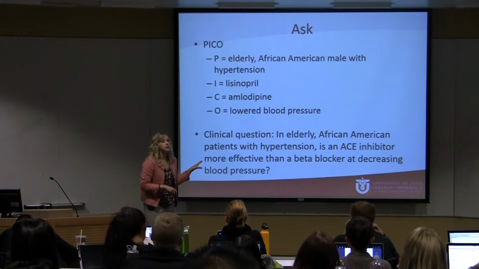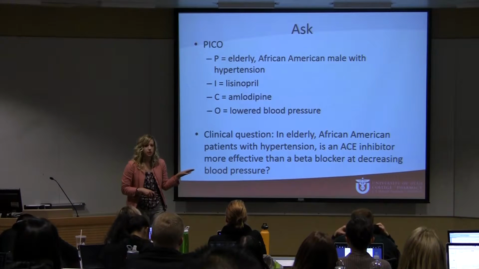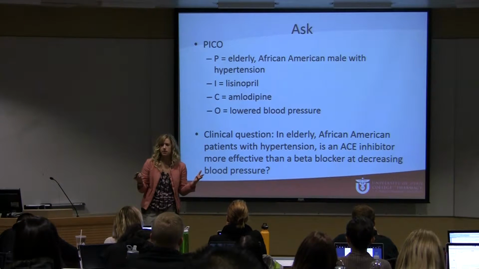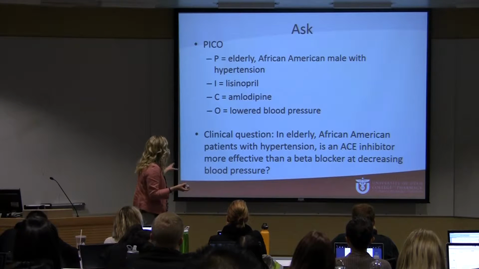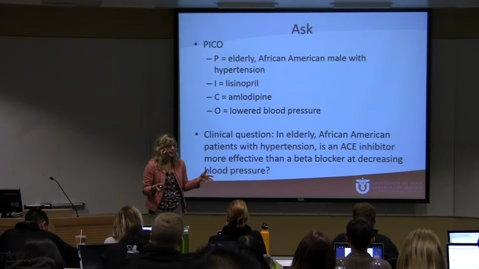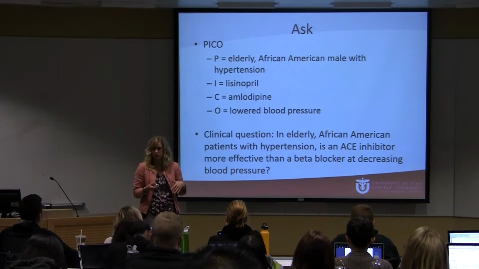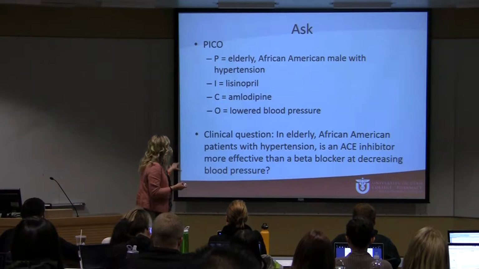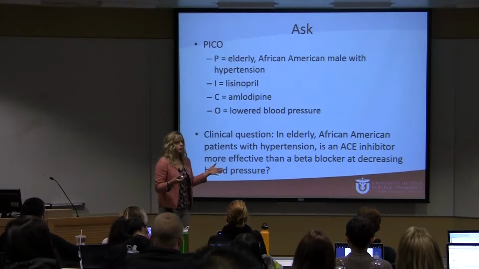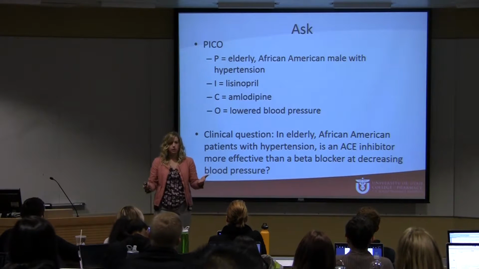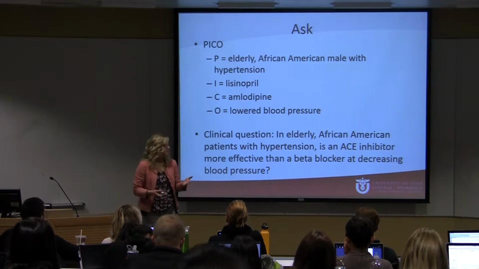So the intervention in this case is lisinopril. So that's the new drug that he might start taking. So C, what is the comparator? So in this case, the comparator is amlodipine. So we are comparing it to the amlodipine that he was previously taking. And then O, our outcome is the lowered blood pressure. So what is actually going to help with lowering his blood pressure?